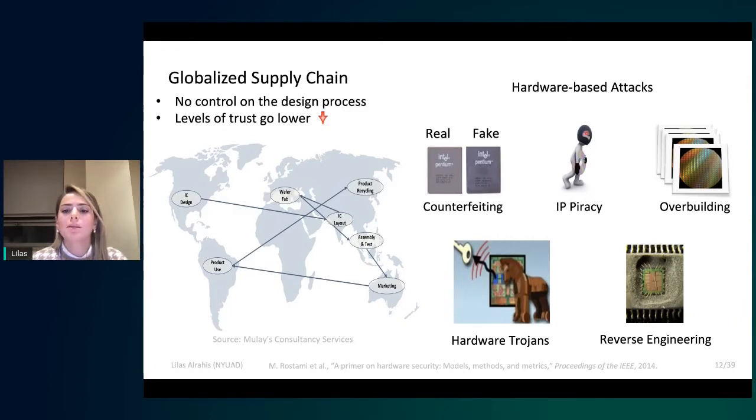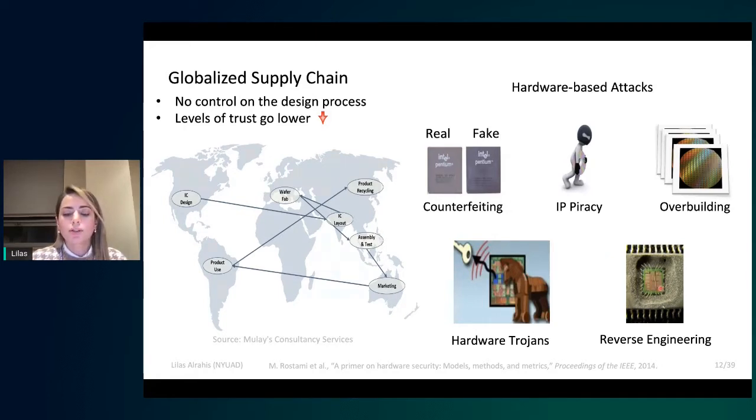Yeah, IP piracy means stealing the design to build competing devices without incurring the research and development costs. And overbuilding is another form of piracy in which an untrusted foundry can produce extra chips and sell those illegally. Hardware Trojan means performing some malicious modification to the circuit to steal some secret assets on the chip, or to change its functionality, or to reduce its reliability.